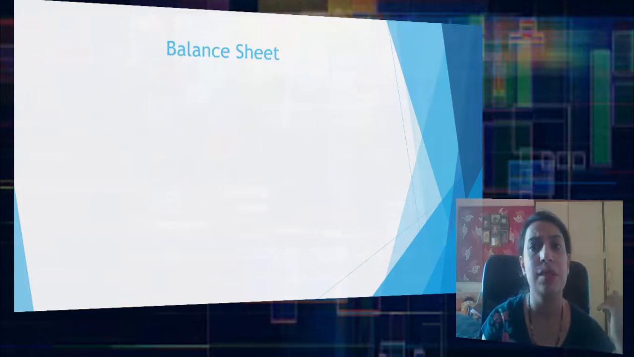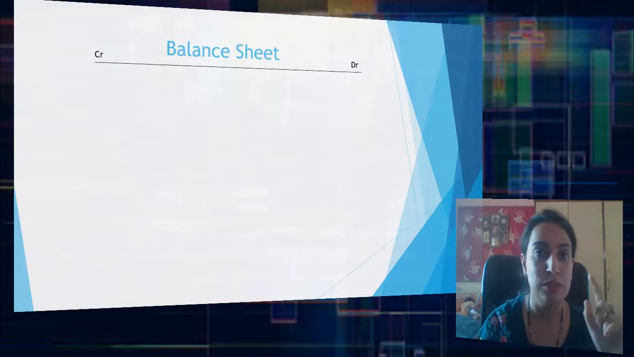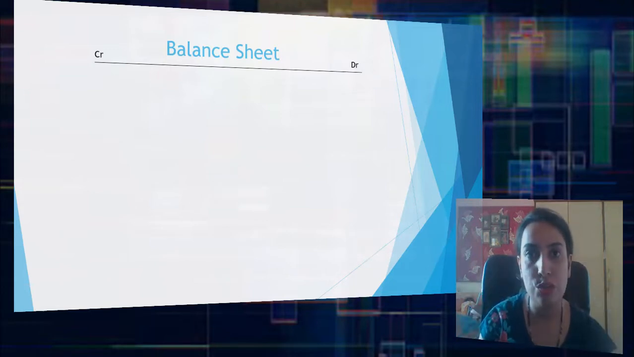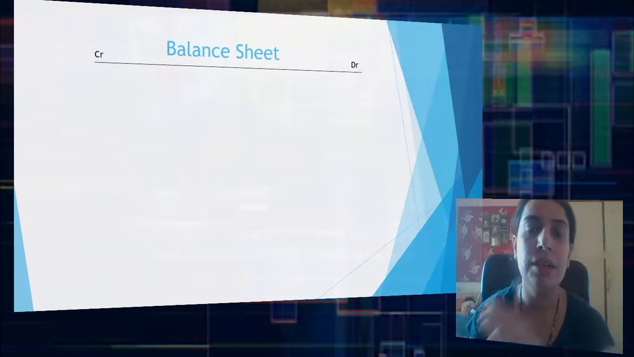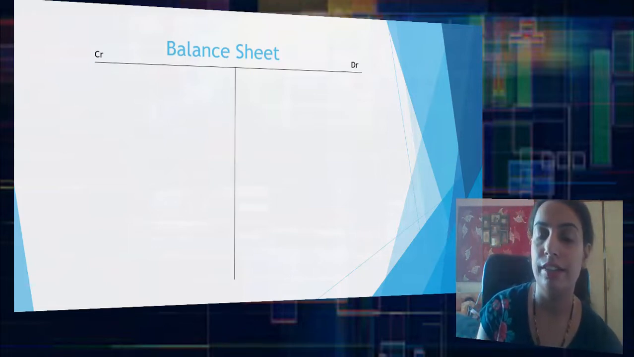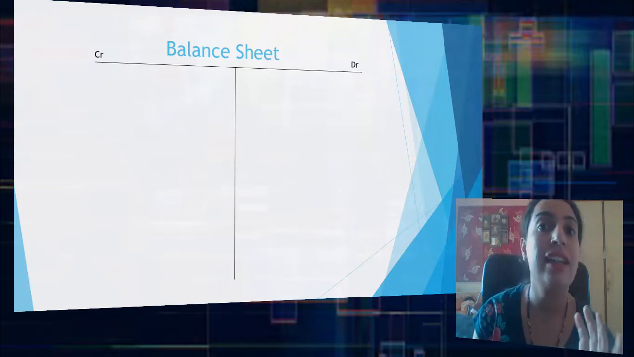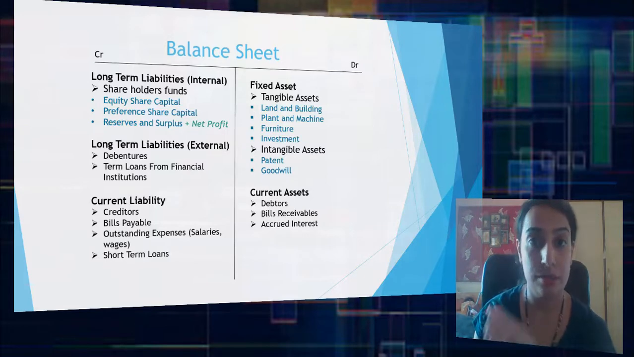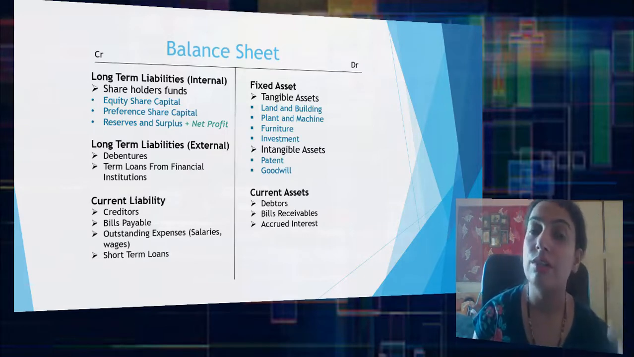Now, finally, the last step is to make the balance sheet. Now, the very and the most important thing in the balance sheet, we never write debit and credit. It is assumed, but just to explain the concept, I'm writing it on the right side. I have written debit, and on the left side, I have written credit. Balance sheet is the only exception where all your assets are recorded on the debit side and all your liabilities are recorded on the credit side.